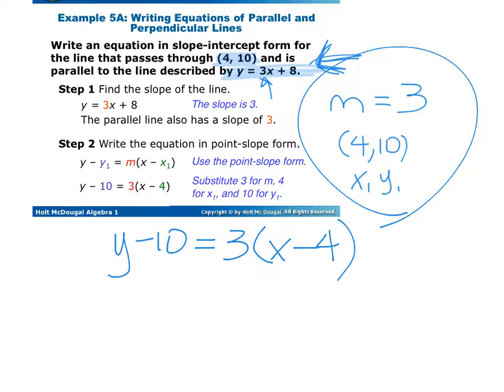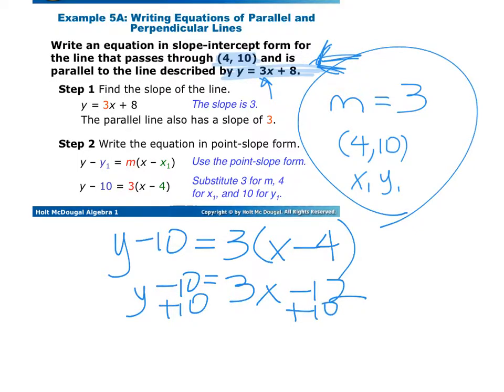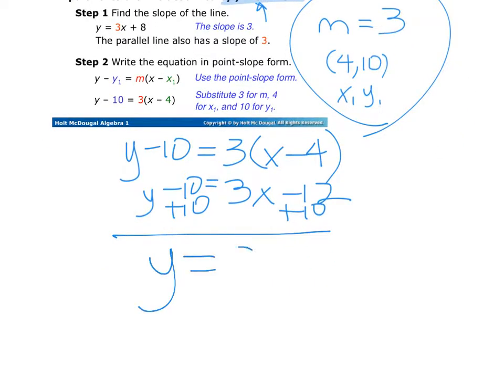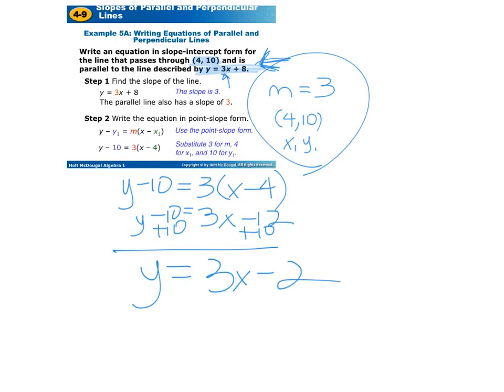Same thing I've been doing the last 3 nights. I'm now going to distribute, and then move the 10 over. And I get y equals 3x minus 2. This is an equation that will have this ordered pair in it that is parallel to the first equation. So all you're basically doing is, if they want something parallel, take the number in front of x and use that as your slope and do it the same way we've been doing the homework the last 3 nights.